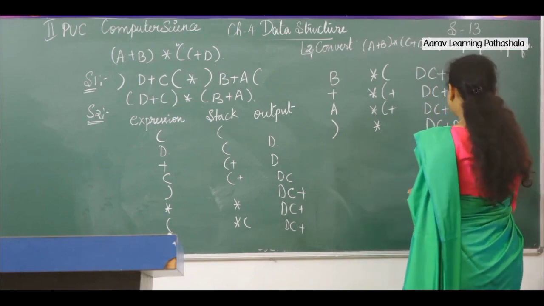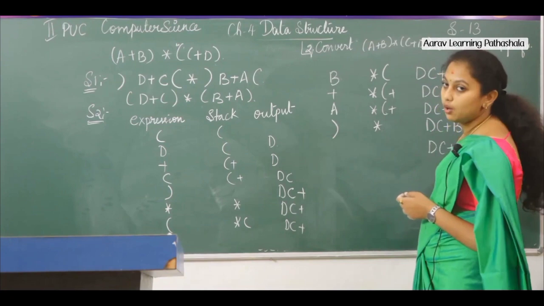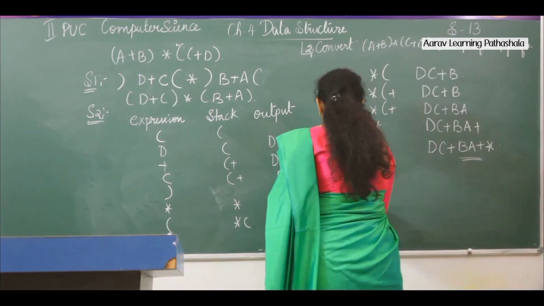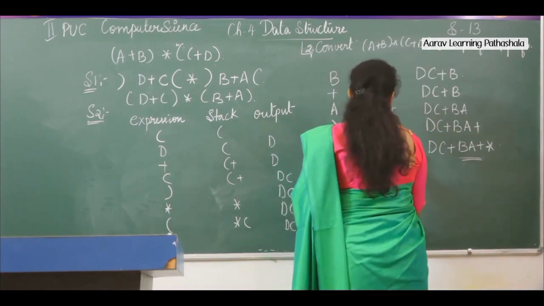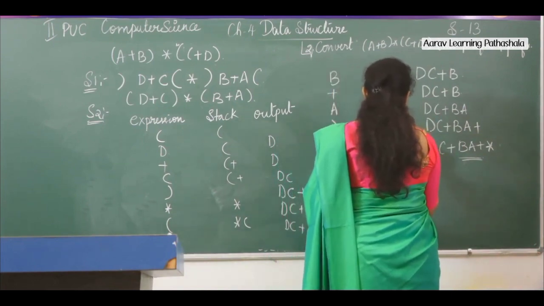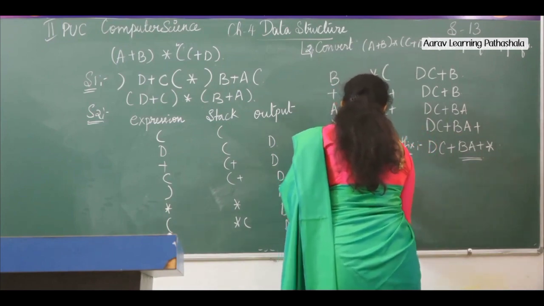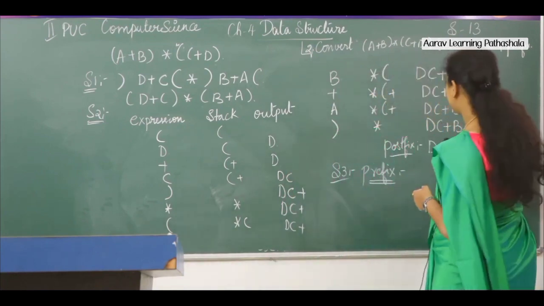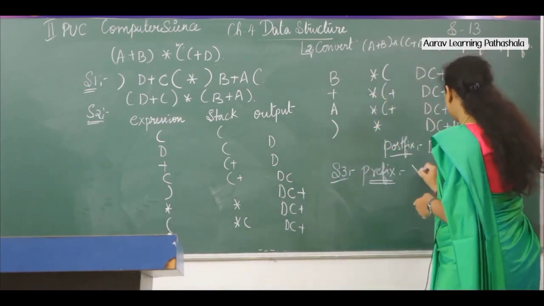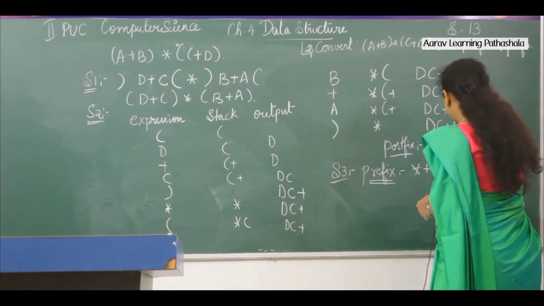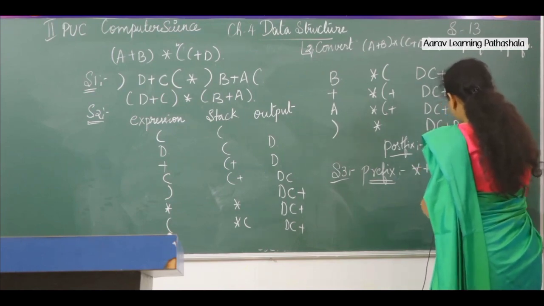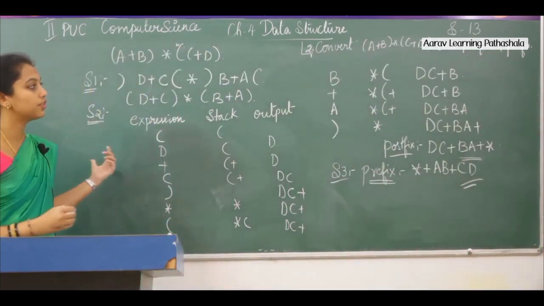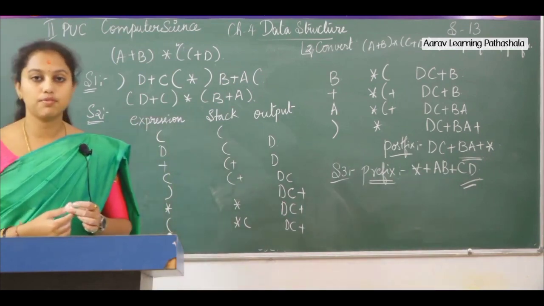So this is the postfix value of the given infix expression. To get the prefix value, we have to reverse this output of postfix value, that is star plus AB plus CD. So this is how we are going to convert from infix to prefix and postfix expressions.